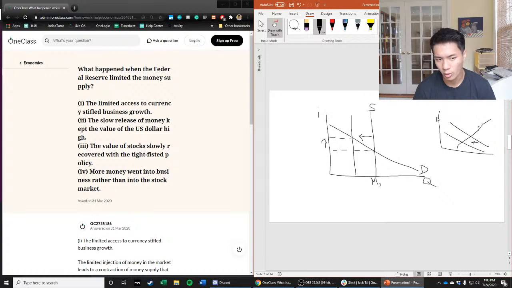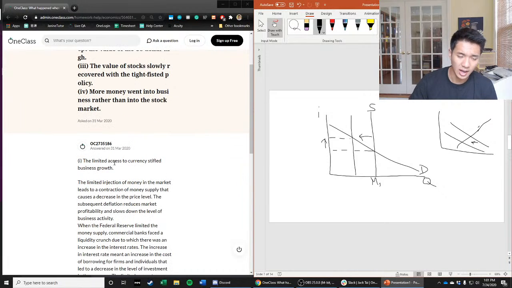And finally, 4, more money went into business rather than into the stock market. Unclear where that relationship comes from. And from what we understand, this decrease in money supply leads to a higher interest rate, which would mean that less money goes into investment in businesses. And so 1 still seems to be the best answer here.